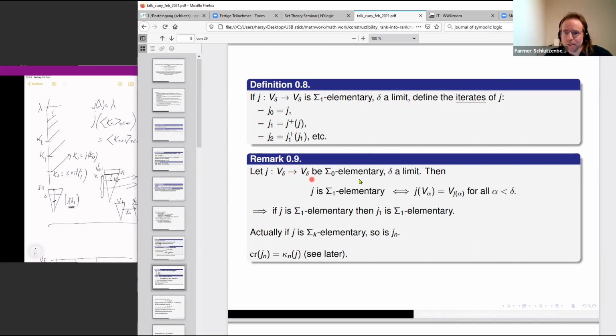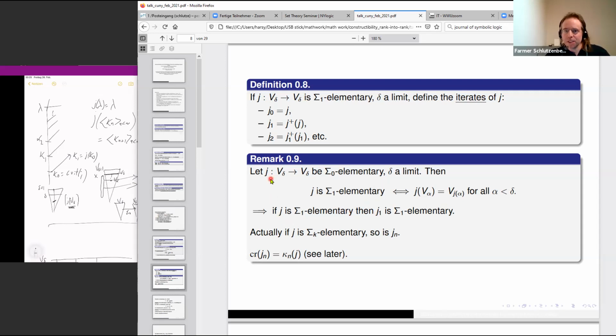Okay, so if we start with a Σ0 elementary embedding from V_δ into V_δ, where δ is a limit, then this relates to your question: j is Σ1 elementary if and only if j preserves the rank segments, right? So it sends rank segments of V to rank segments of V for all α less than the height. It takes a little calculation to do it, but that's a straightforward thing.